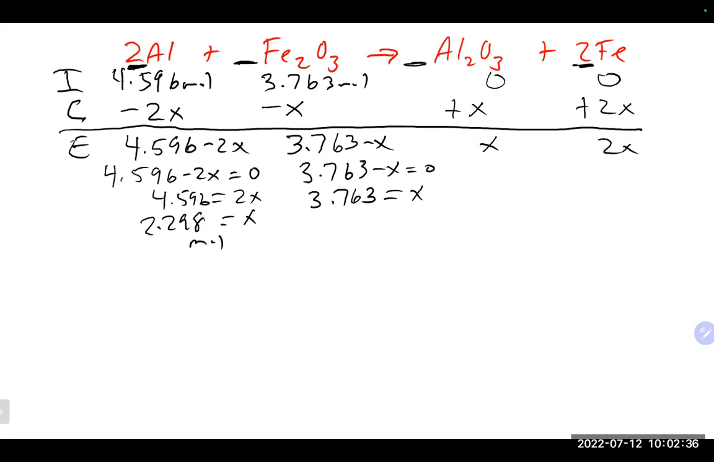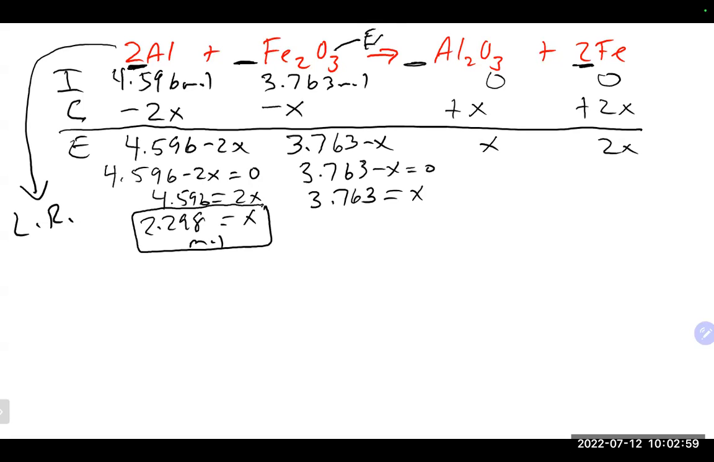Any questions on that? So set it equal to 0, solve for x. The x that is the smallest is your limiting reagent. So in this case, the x value that is the smallest here is this one. That means in this problem, the aluminum is our limiting reagent. By default, that would mean the iron 3 is our excess reagent. Right. Any questions on that?